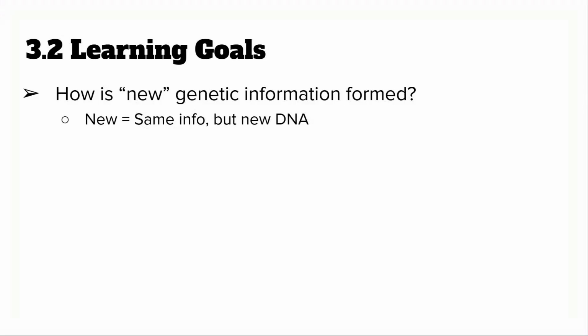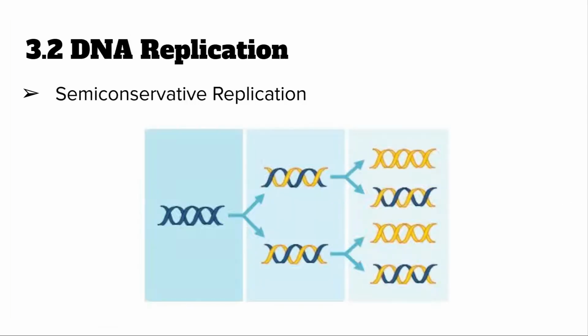Hey everyone, this is the second section of our Unit 3 as we are going to continue talking about DNA, but this time we're going to talk about how DNA is copied as we make new genetic information. So it is done semi-conservatively. That means that half of every DNA strand is kept and a new strand of DNA is brought into that.